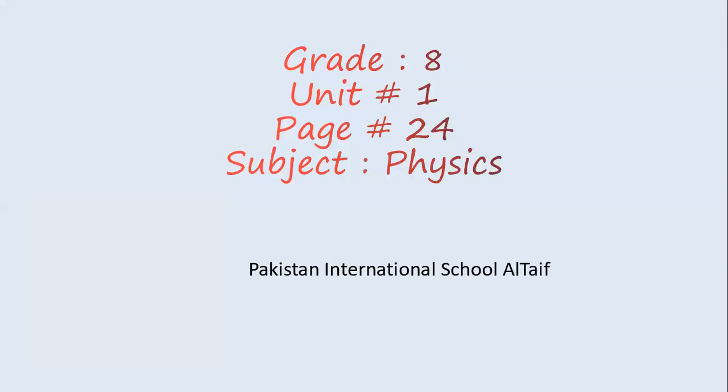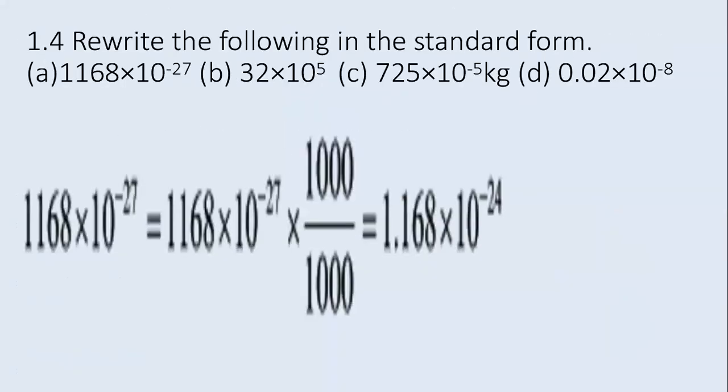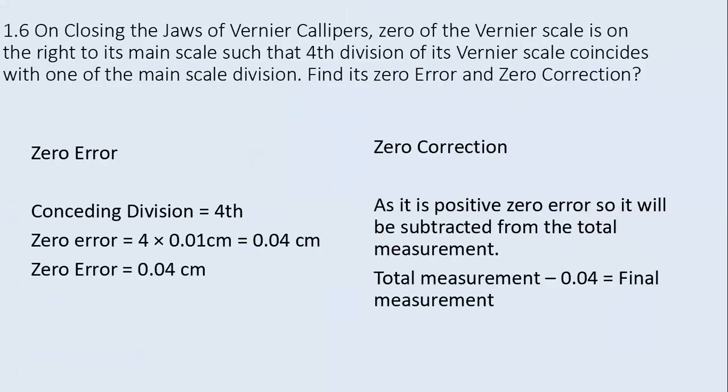Today we will study unit number 1, exercise numerical 1.6, subject physics. Numerical 1.6 is on closing the jaws of a vernier caliper. The zero of the vernier scale is to the right of the zero of the main scale, such that the fourth division of the vernier scale coincides with one of the main scale divisions. Find its zero error and zero correction. You should find the zero error and also make the zero correction.